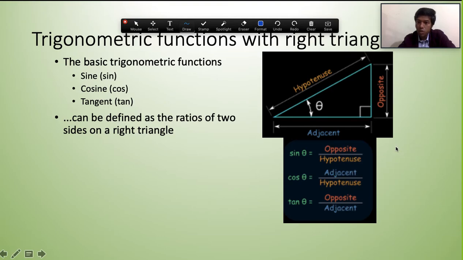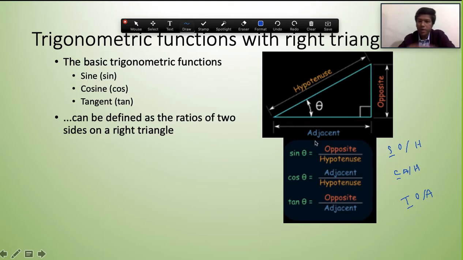This is called SOHCAHTOA. S-O-H, C-A-H, T-O-A, SOHCAHTOA. So see, sin theta equals opposite by hypotenuse, cos theta equals adjacent by hypotenuse, tan theta equals opposite by adjacent. So to keep it in mind, this is a nice little line: SOHCAHTOA.